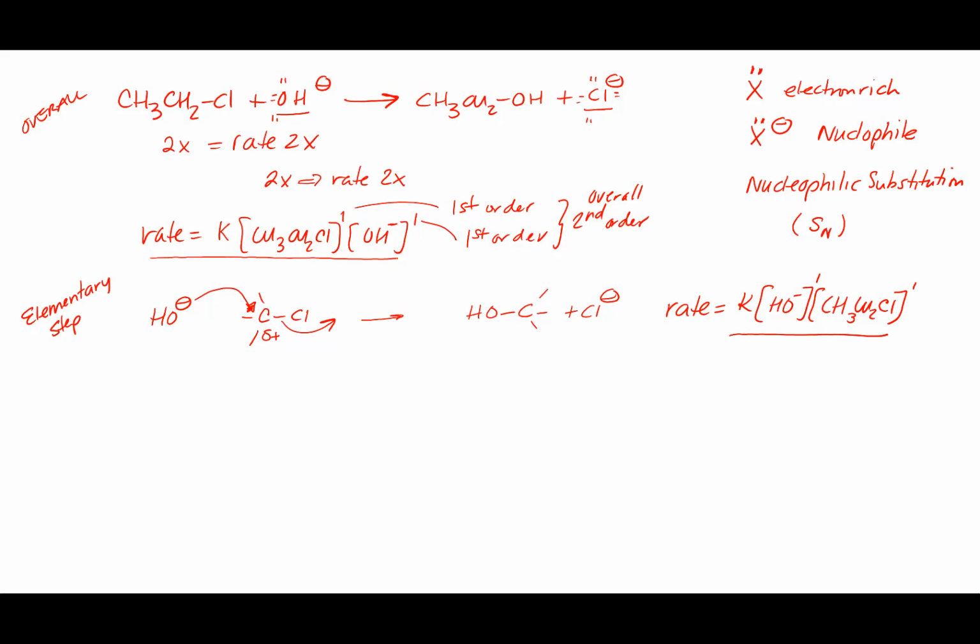So in this case, the simplest mechanism matches up its rate equation to the overall rate equation. And the more complicated the mechanism, the more likely it is wrong, because usually these things are going to try and be efficient. So this is indeed the mechanism. The hydroxide comes in, donates its pair of electrons to carbon, and kicks off the chlorine. Okay. And we know that because the rate equation is the same.